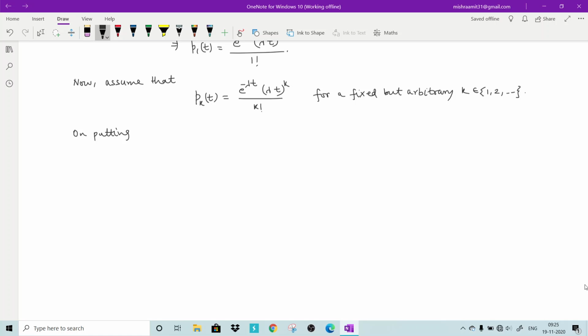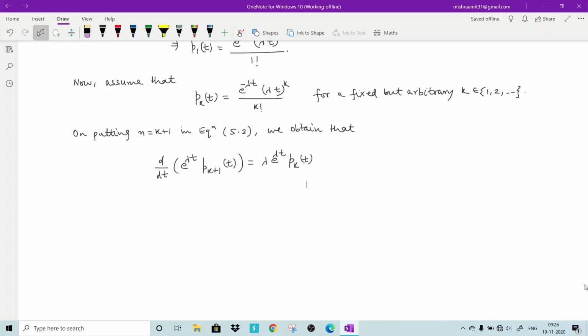So on putting n equals k plus 1 in equation 5.2, we obtain that, see, this equation 5.2 means that differential equation. So, in that differential equation, if we put n equals k plus 1, we will get d/dt of e to the power lambda t p_{k+1}(t) is equal to lambda e to the power lambda t p_k(t). So, this we are getting from the differential equation 5.2.